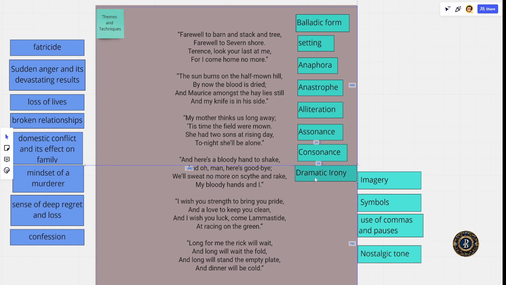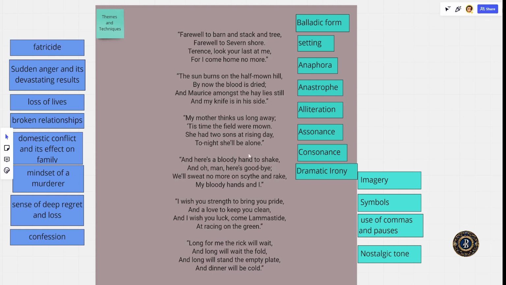Now, the next technique is dramatic irony. Dramatic irony is where there are situations or incidents in a piece of literature that the audience or the reader is aware of, but the characters in the particular piece of literature are unaware of the particular fact.